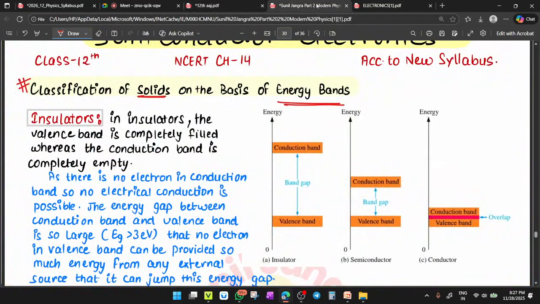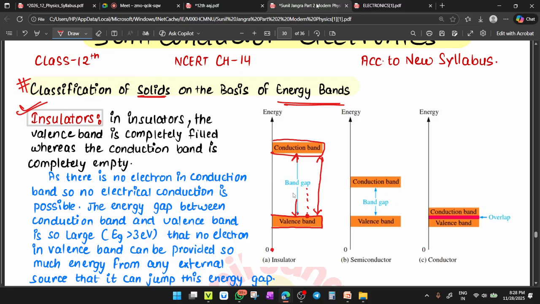Let us see the insulator first. You can check here, this is ground energy 0. Above that, the valence band has some energy, and there is a huge gap between the valence band and the conduction band. So it is very difficult to transit a valence band electron to the conduction band because there is so much gap between them.